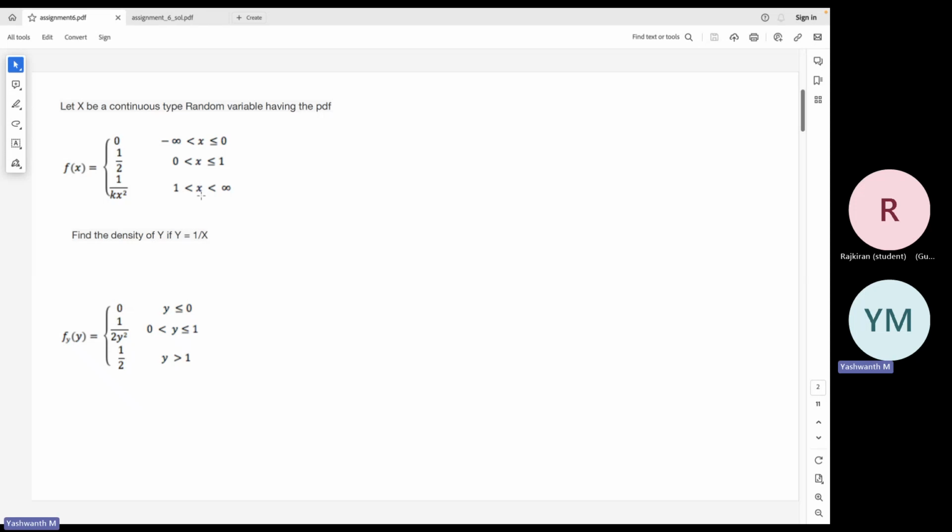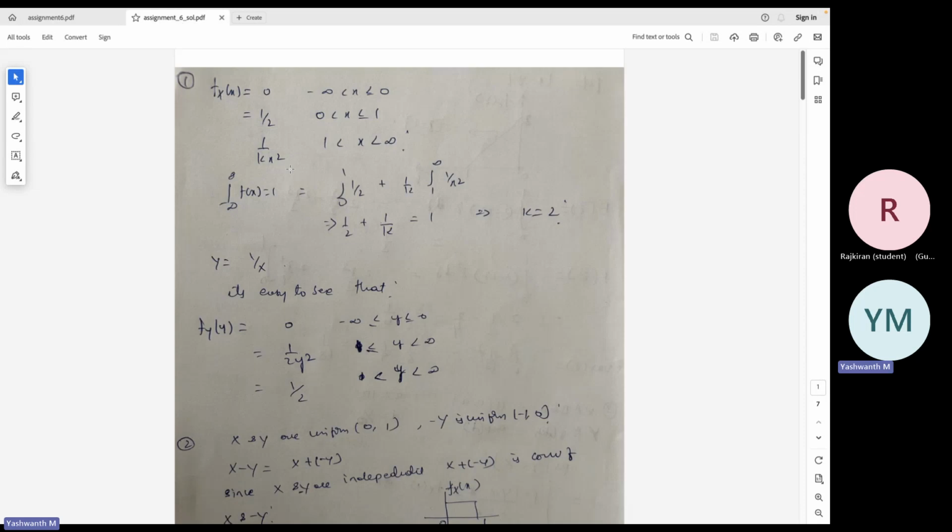And the roles of 0 to 1 get reversed when you take 1 over x. So when x is from 0 to 1, 1 over x varies from 1 to infinity. So y goes from 1 to infinity when x is from 0 to 1, and you get exactly half. And the role of 1 to infinity reverses to 0 to 1, because we are taking 1 over x. So that's why you get 1 over 2y square. How we get 2y square is very simple.